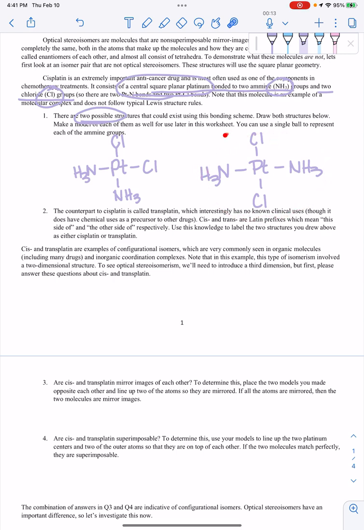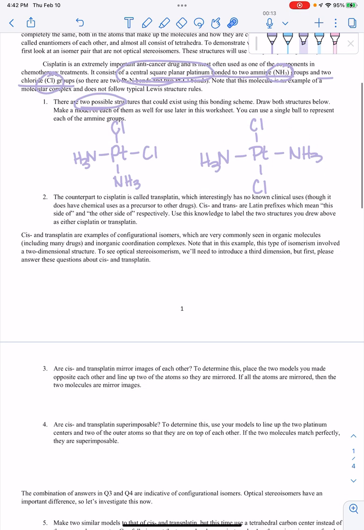So I could turn this whole thing 90 degrees, and that would put the chlorines on the left and the right and the amine groups on the top and the bottom. So this is totally just arbitrary, but we can rotate it in three-dimensional space. So I just wanted to sort of explain that a little bit.